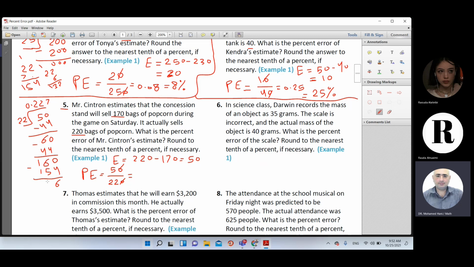So this is a repeating operation. So this goes to infinity. And the quotient here will be 0.227. Then we will repeat the same digits, 227, 227. So we can do an estimate here to the nearest tenth. So we can write the number will be about 0.22. And as a decimal and as a percent, we can write 22%.